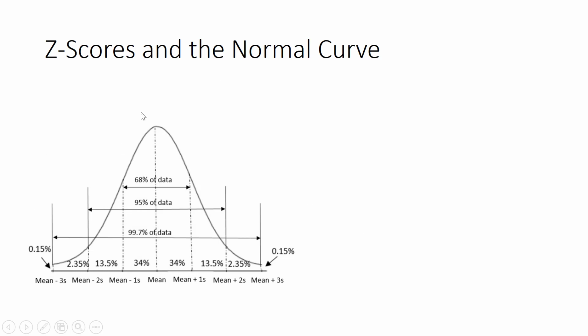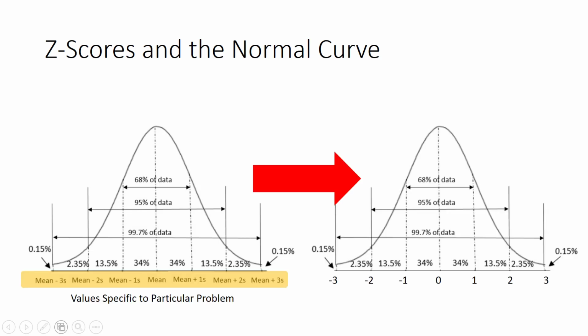So what if we normalize or standardize this information, and instead of writing our mean and standard deviations down here, we put z-scores along this horizontal axis? What would that look like? So that's what we've done here. Again, we've taken a graph where we have values specific to the problem, and we've changed that to have normalized, unitless z-scores. So let's look at this for a minute and make sure we understand what's happening here.